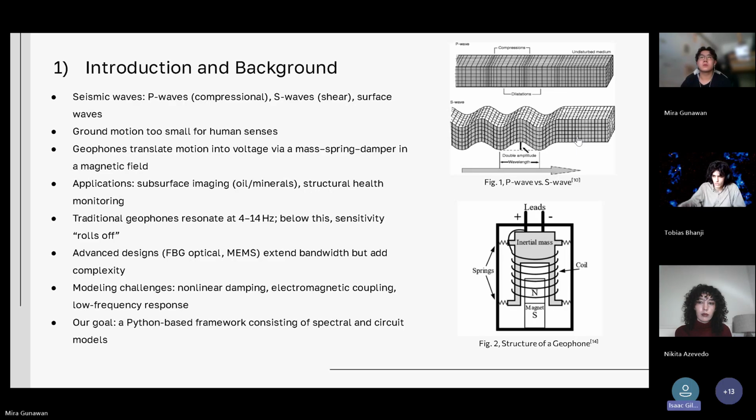Our studies build on this body of work by using modern Python toolkits to replicate published resonance frequencies and spectral characteristics. By combining mechanical transfer functions, instrument response filters, and circuit models, we aim to predict geophone behavior under any seismic input and validate our results against other published calibration data.